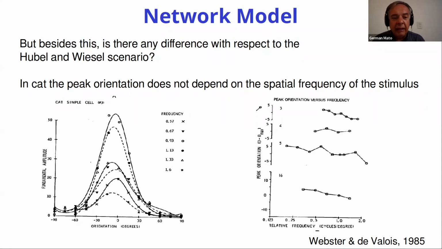There is one example. On the right, we see another 4 examples where they plot the preferred orientation of the tuning curve as a function of the spatial frequency of the stimulus, and we see that at most there is a change of a few degrees, about 5 degrees. Now, what happens in the model when we do the same thing?